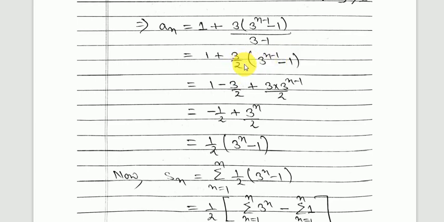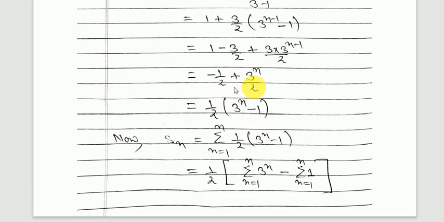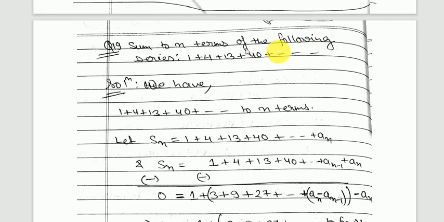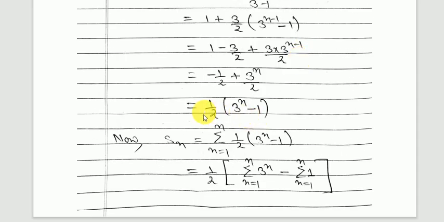Now open the bracket. When you open the bracket, you will get 1 minus 3 by 2 plus 3 into 3 to the power n minus 1 upon 2. So I get minus half plus this 3 to the power 1. Bases are same, powers will be added, so I get 3 to the power n upon 2. 2 is common in the denominator, so half comes out, and we are left with 3 to the n minus 1. So the nth term of this series is given by this formula.